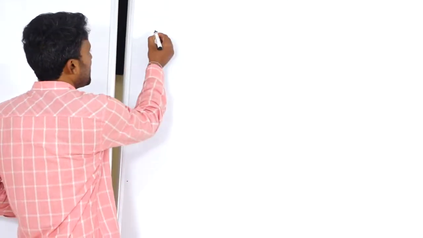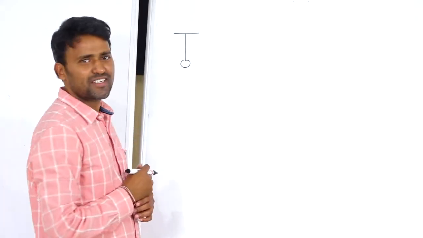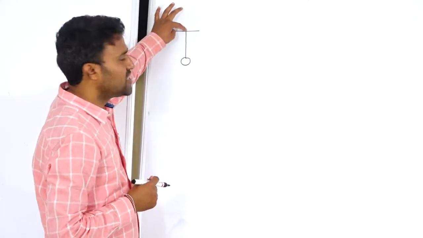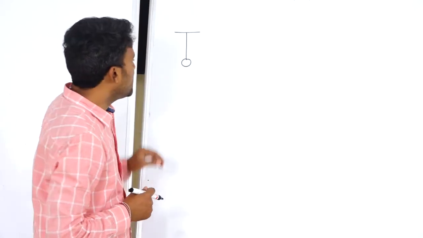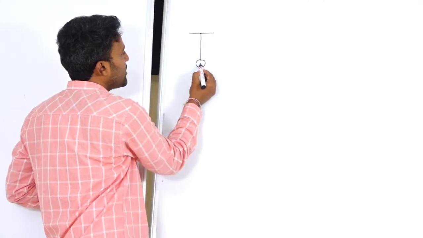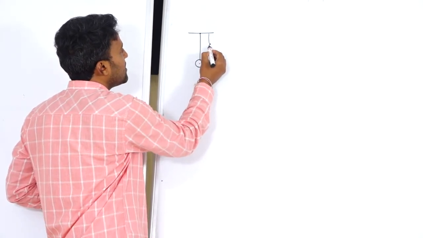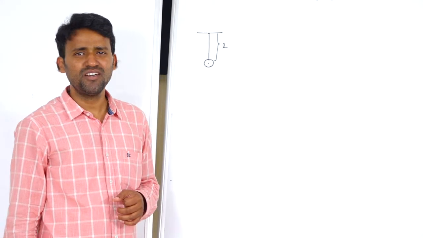If I take a string with a metallic bob connected, one end of the string is fixed and the mass of the metallic bob is m. The length from the suspension point to the center of the metallic bob we call the length of the pendulum.